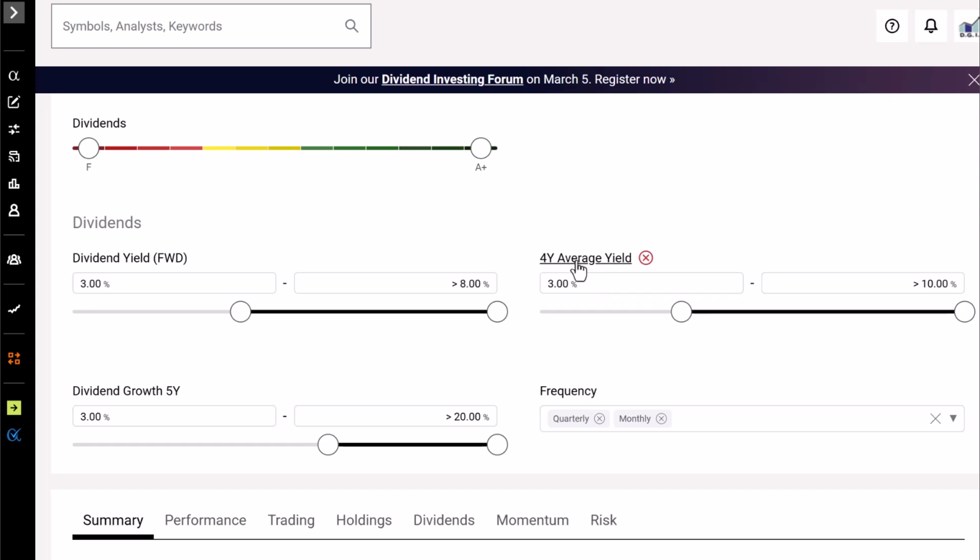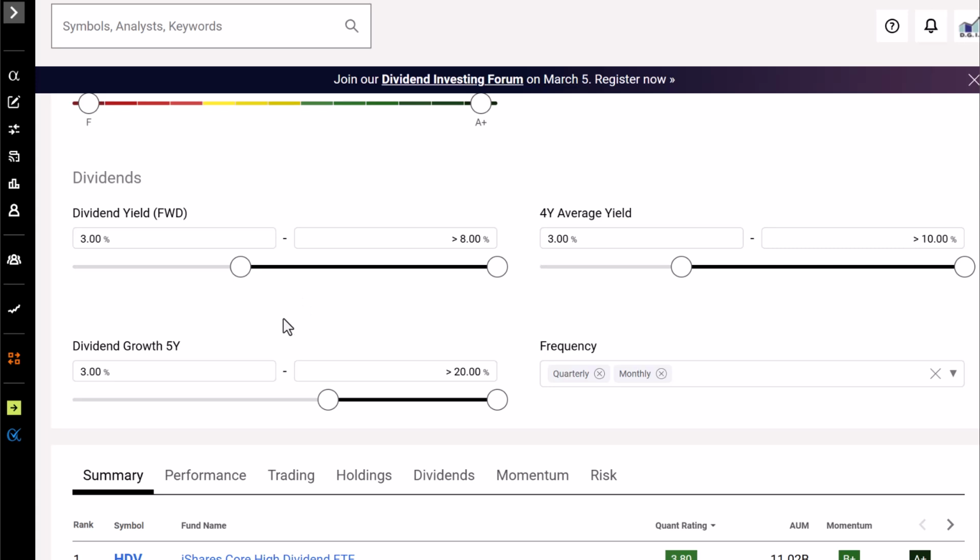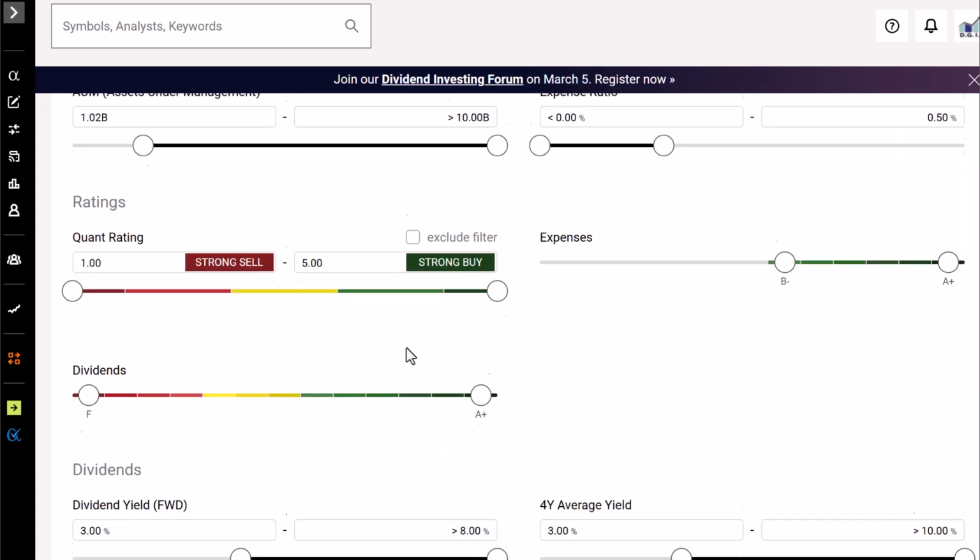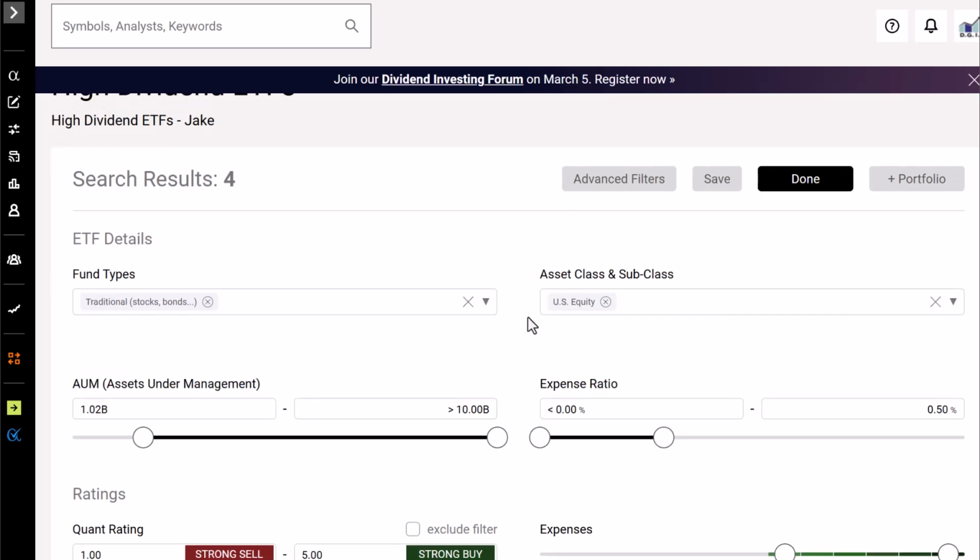Once again, if you're dollar cost averaging, this is what you look at. If you're lump sum investing, this is what you look at with the dividend yield. Now, with the dividend growth rate, I reduced it down to at least 3%. I don't want it to be negative. I still want my dividend to grow, but this is just the generic basic filters that I apply when I'm looking for a very, very simple high dividend ETF.